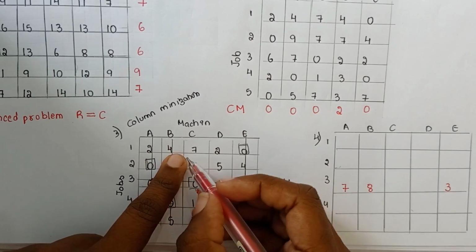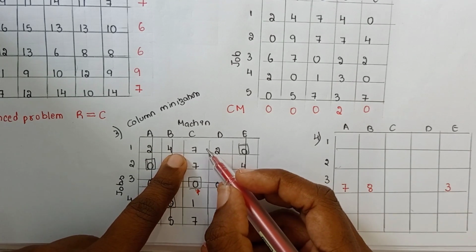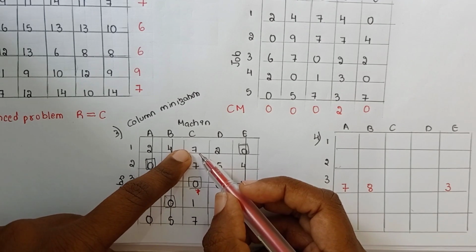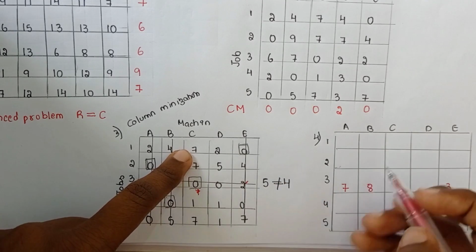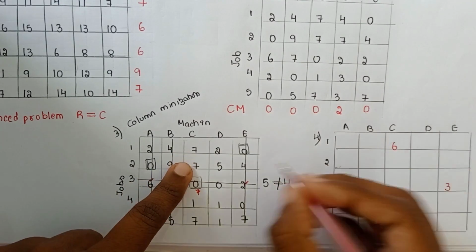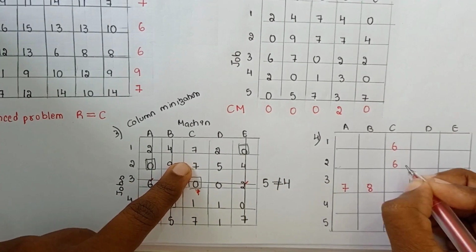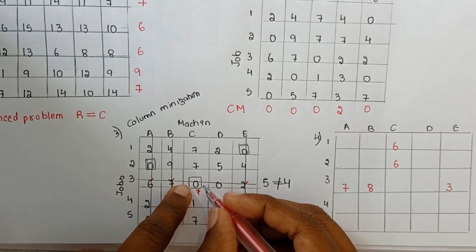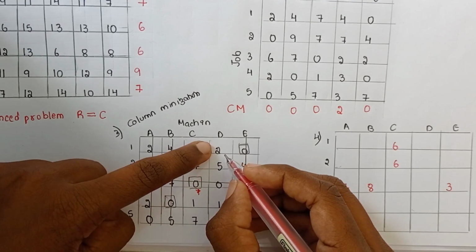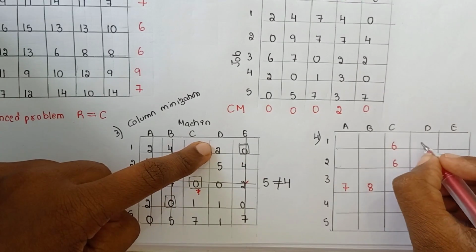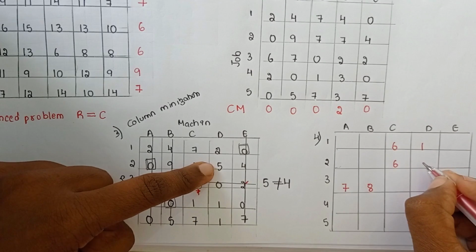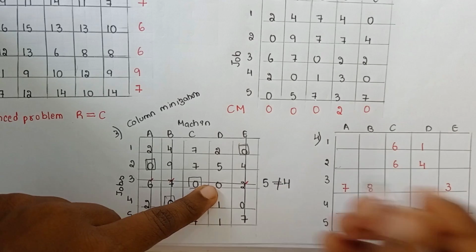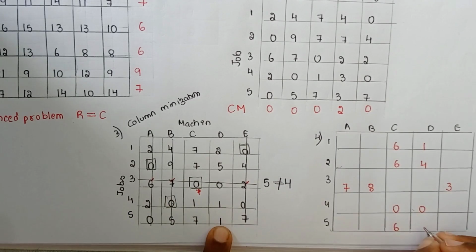Okay, so the remaining values which are not affected by the row scanning and also the column scanning must be deducted by this one. So 7 is not affected by row and column scanning, so 7 minus 1 is 6, and also 7 minus 1 is 6. 0 is affected by the column scanning, so let's ignore it. And 2 is not affected by row and column scanning, so 2 minus 1 is 1. 5 minus 1 is 4, and 1 minus 1 is 0.